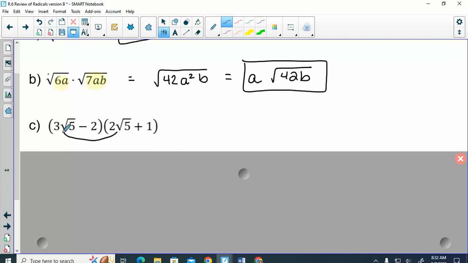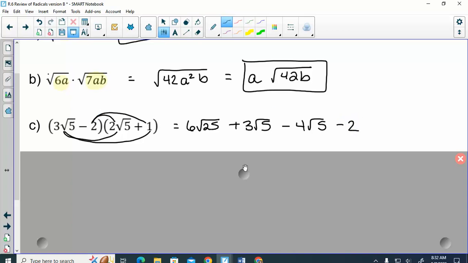So if we multiply 3 times 2, you multiply the numbers outside the radicals together, so that would be a 6. Square root, you multiply the things under the radical together, so square root of 5 times 5 is 25. Minus, we multiply those 2's together because they're both outside the radical. So minus 4 radical 5, minus 2.